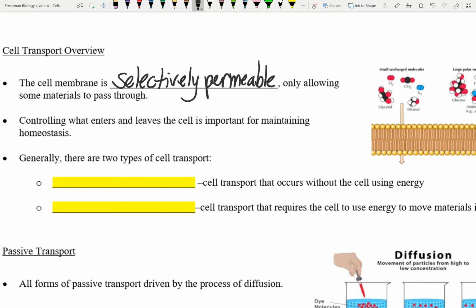And this is important for controlling the internal environment of the cell. It needs to keep things relatively constant. Remember, what's that term we use for living things? Maintaining a relatively stable internal environment. Homeostasis. So the cell membrane is key for the cell maintaining homeostasis.